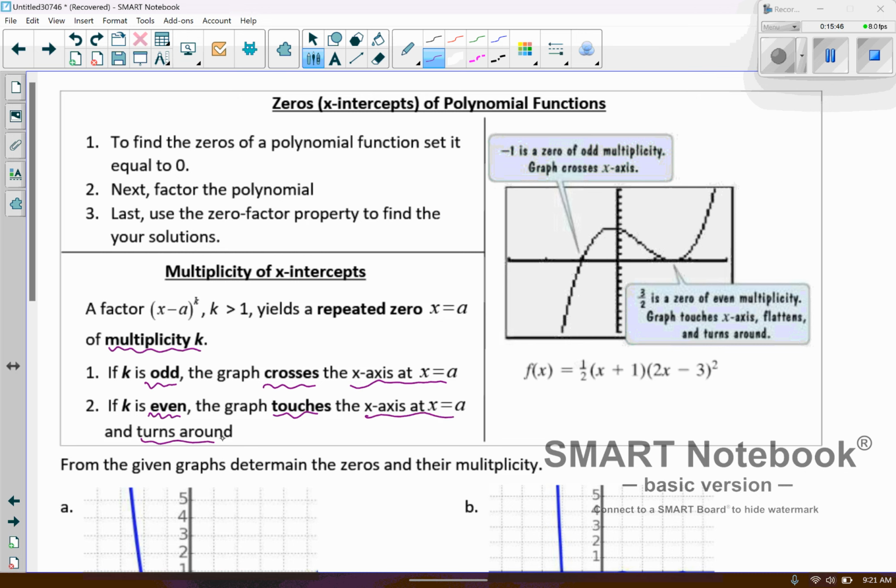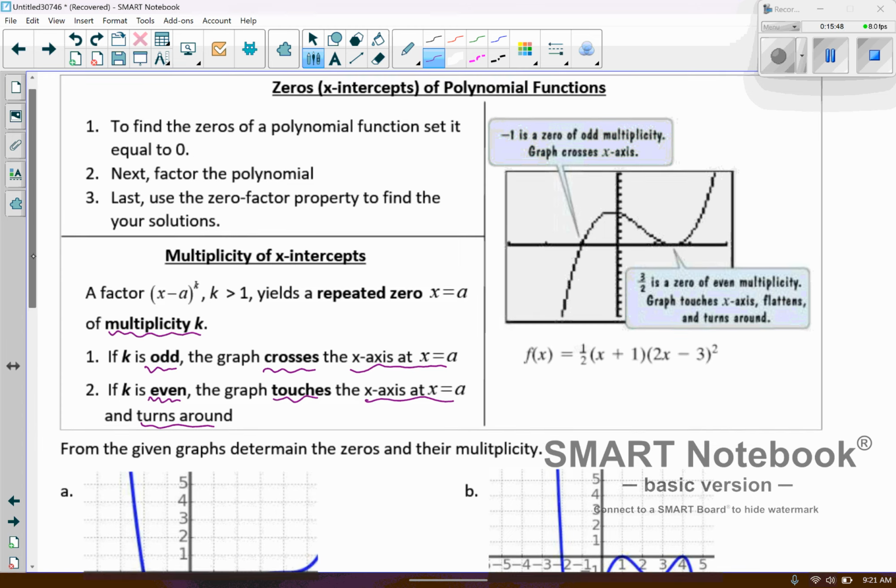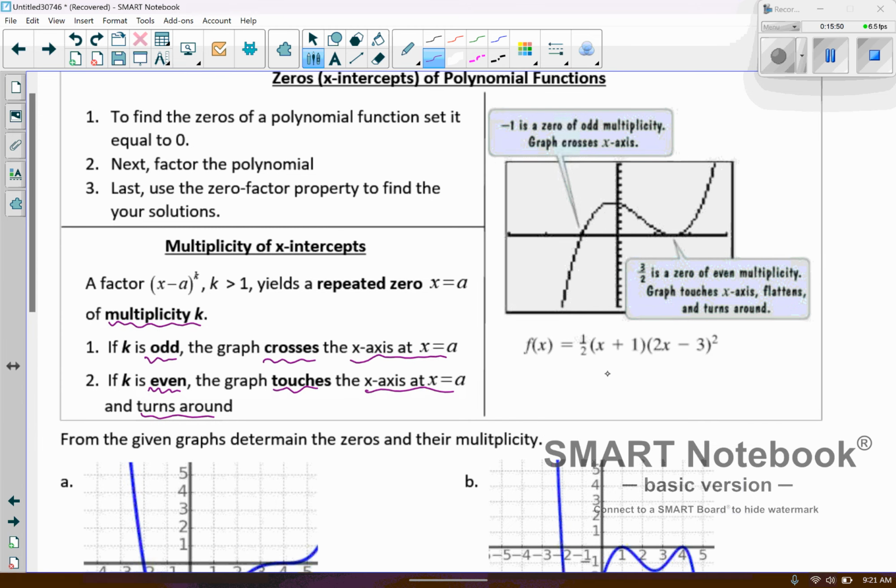I have an example over here off to the side. Here's my function. It's actually already factored. One of my solutions is x equals -1. The multiplicity for that is 1 because its exponent is a power of 1. That means it's just going to cross through the x-axis, and you can see that right there on the graph.